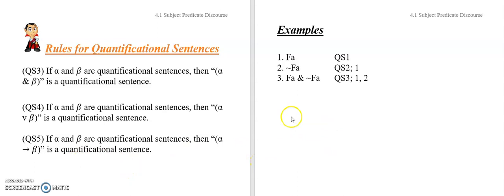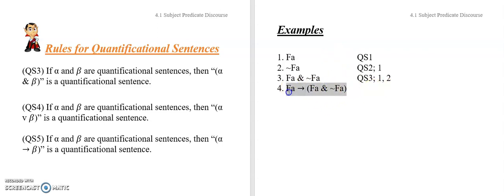So let's try to build up a little bit more so you can see some of this in action. So for example, I could say that this is a sentence. Let's do it this way, and you tell me which rule I used in order to get it, okay? And what lines did I apply it to? So let's try this together. So this is now a quantificational sentence by our rules. Which rule did I use to get it, and on which lines?